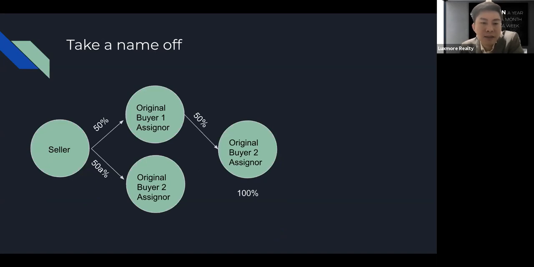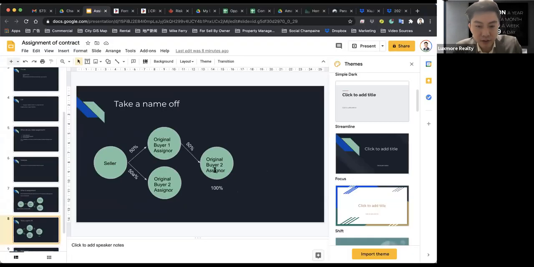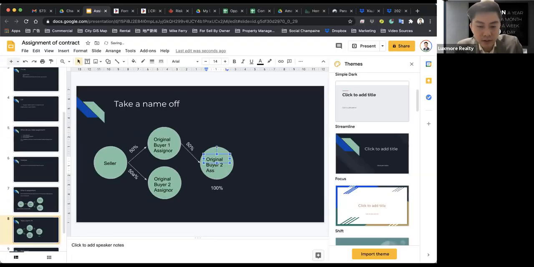So if you want to take a name off a contract, sometimes you have a mother and daughter who bought a house, right? And it'll be 50-50 on the contract. And the mother says, hey, my name doesn't work on the contract for mortgage purposes. I'm going to assign my 50% portion to the father or to the uncle, whatever. And then it'll be a 50% transfer to buyer 2, who is the assignee. So here, let me change this one to assignee. Okay.